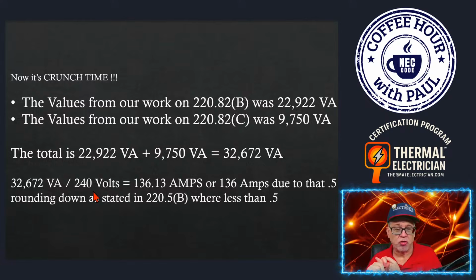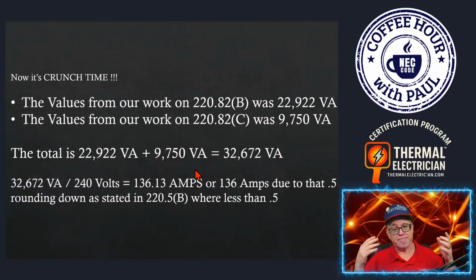First thing, we need to make sure that we can stick with the optional method. We did all this. It's pretty easy, pretty straightforward. But now we have to validate that we can stay because remember, we have to be over 100, right? So 32,672 divided by 240, that's 136.13 amps. The 0.13 we can drop. So that's 136 amps, okay? So that's what we have.